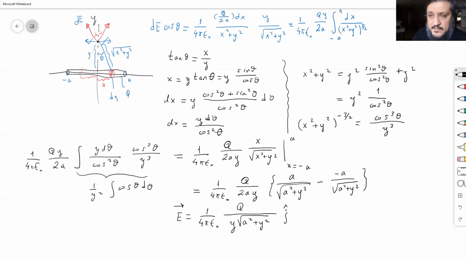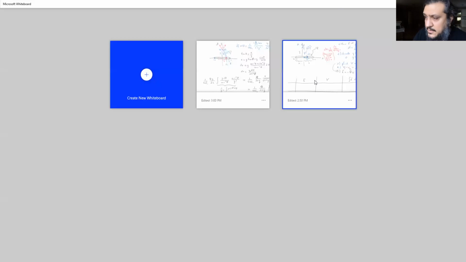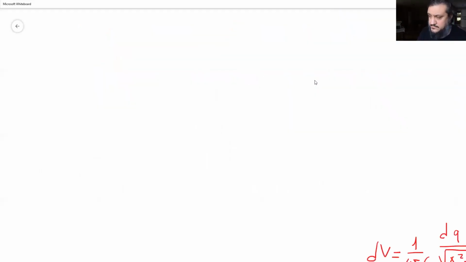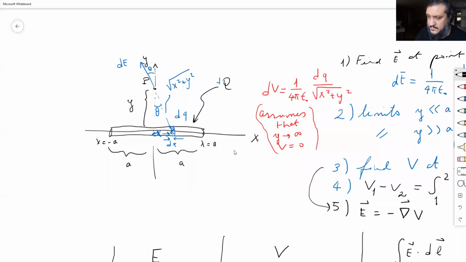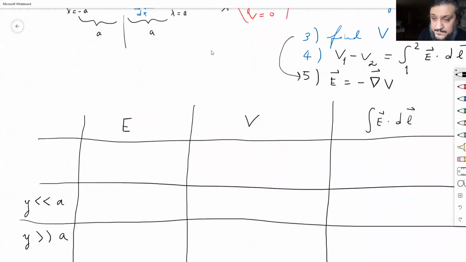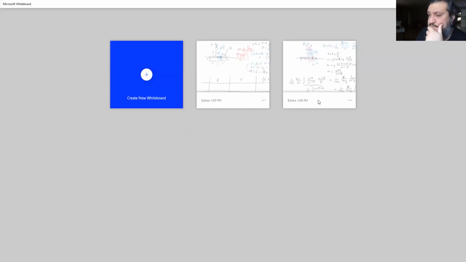Okay, so that's our electric field. Let's fill that table. Here we have 1 over 4 pi epsilon 0 q divided by y square root a squared plus y squared. Now let's check those limits.